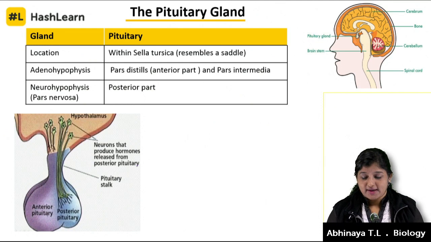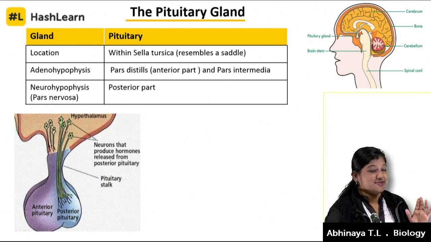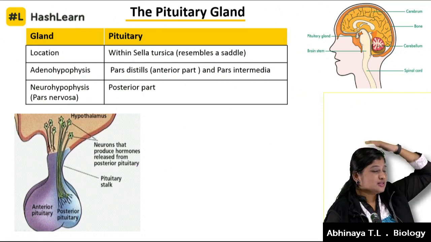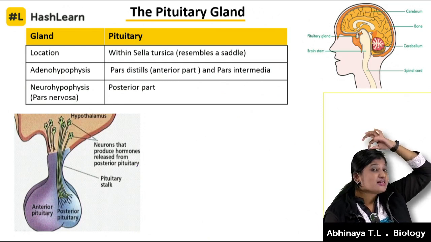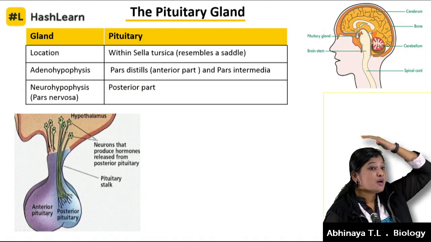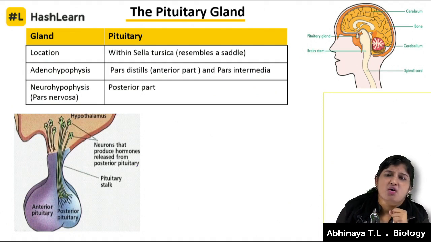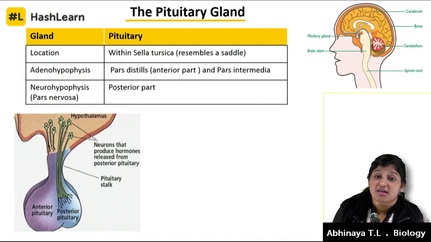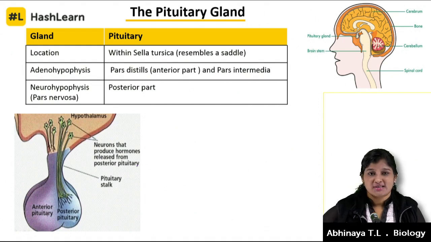Location. There's one more image which I have put up. This is the brain. Within the brain there is a bony cavity. We call it sella turcica. Within the cavity you find the pituitary gland. Interestingly, the name sella turcica has come because in the Turkish language sella turcica means saddle. Now you can ask me, ma'am, what is a saddle? A saddle is the seat which you see on a horse.